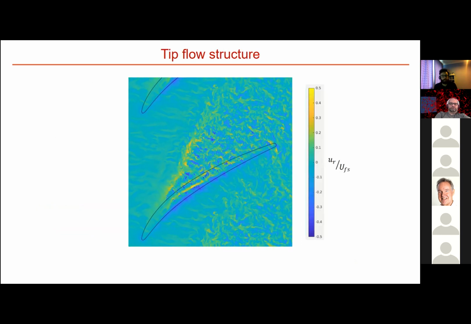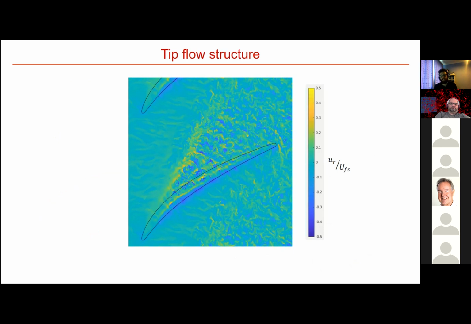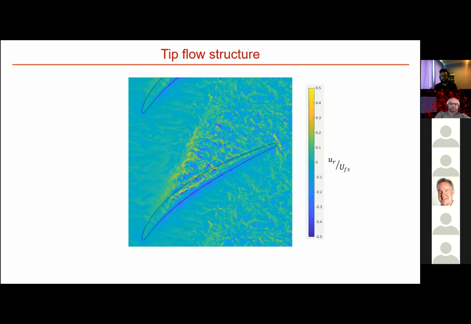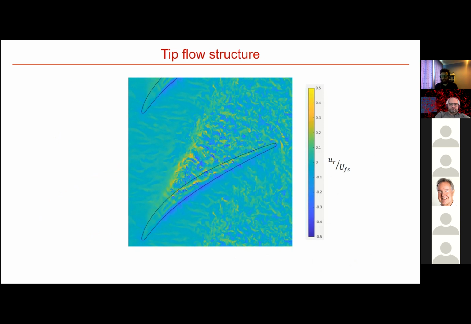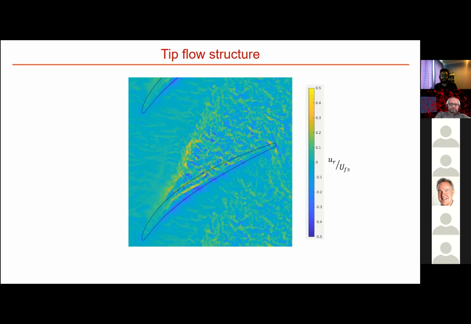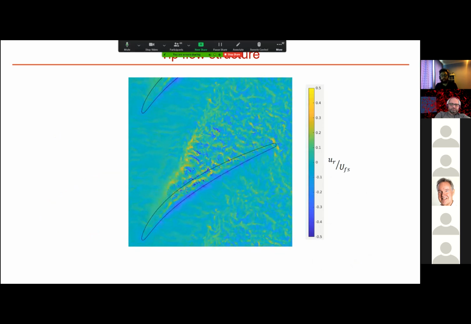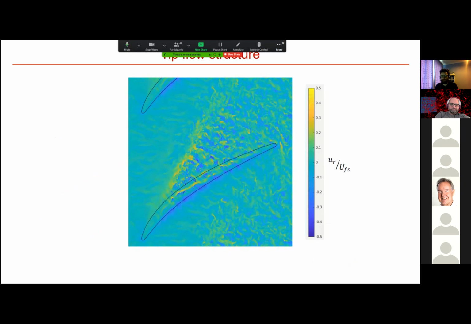Hopefully the GIF is playing for all of you, and it shows a span-wise cut of the large gap height at 50% of the clearance. Contoured is radial velocity, normalized by the free stream velocity. The radial velocity is normal to this plane, and it's positive coming towards you, which is the yellow regions.